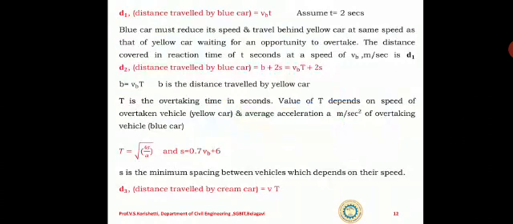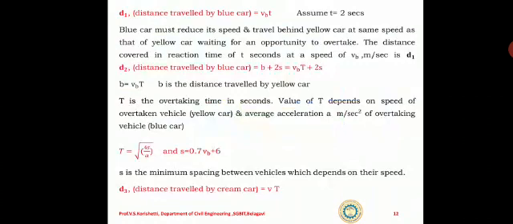The blue car must reduce its speed and travel behind the yellow car at the same speed as that of the yellow car, waiting for an opportunity to overtake. This distance covered in reaction time of t seconds at a speed of VB meter per second is D1. That is the clarification of D1. Similarly, we go with D2, the distance traveled by the blue car.